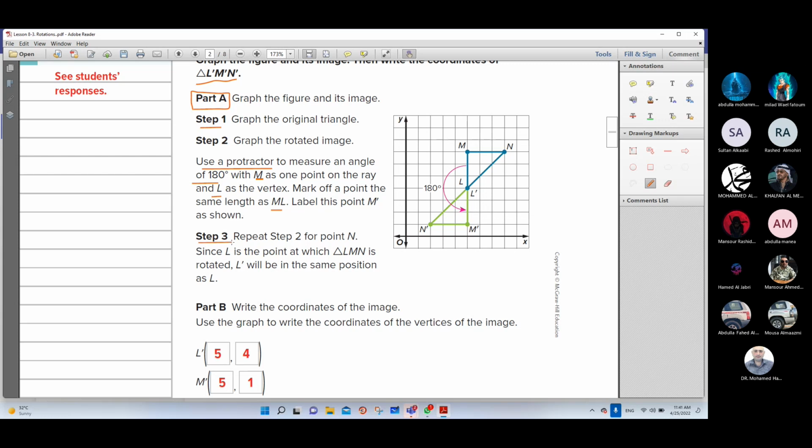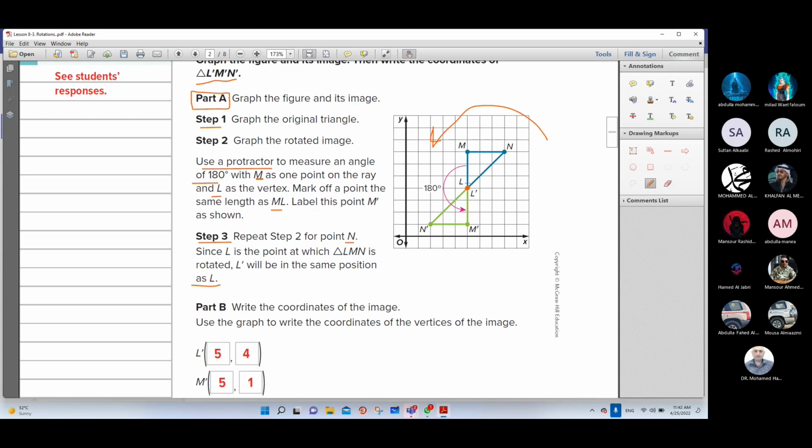Step 3, repeat step 2 for point N. Since L is the point about which triangle LMN is rotated, L prime will be in the same position as L. As you see, this is the pre-image, triangle LMN, and the center of the rotation will be L. We want to do this rotation using the angle 180 degrees counterclockwise, which means from right to left.